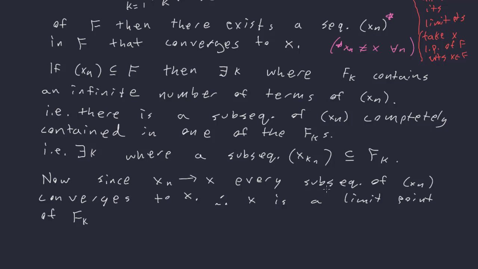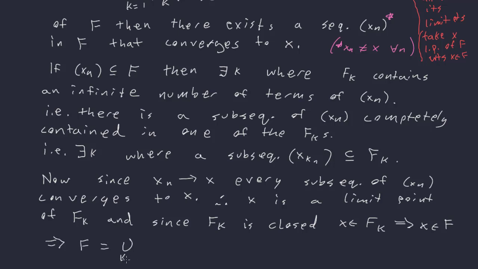Okay, so we've gotten down to where x is a limit point of f sub k, and since f sub k is closed, x is in f sub k, which implies that x is in capital F, which was the union, implying F, which is the union k going from 1 to n of f sub k, is closed. Okay, so there's the proof of the first part.